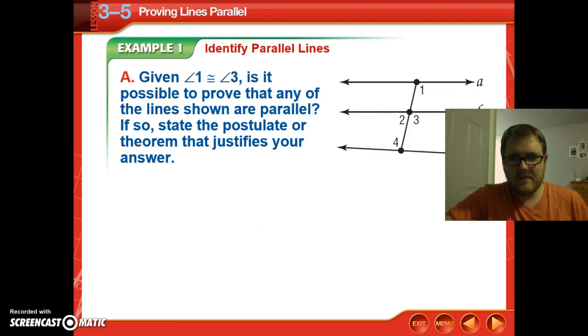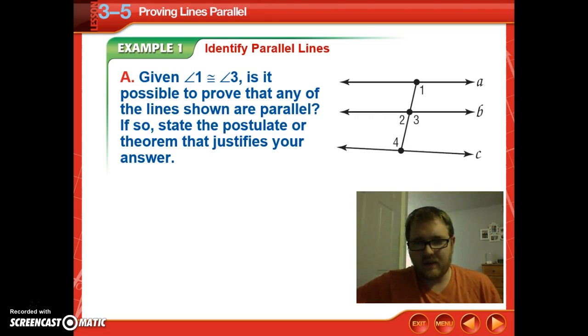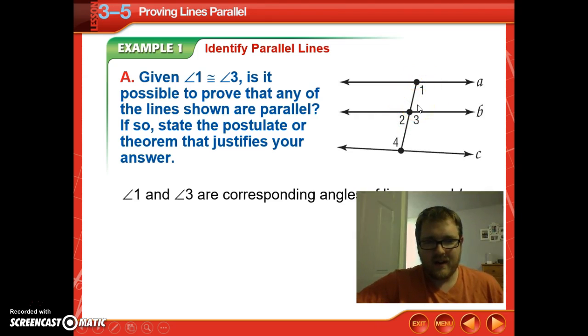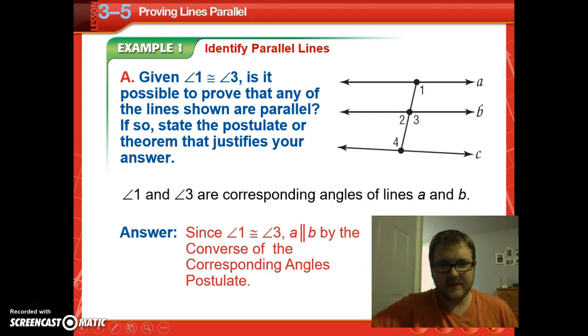So, identifying parallel lines. Given the fact that angle 1 is congruent to angle 3, is it possible to prove that any of the lines shown are parallel? If so, state the postulate or theorem that justifies your answer. Based on what we had just said, we know that these are corresponding angles. So given that these are corresponding, we can conclude that A and B are parallel, by the converse of the corresponding angles postulate.